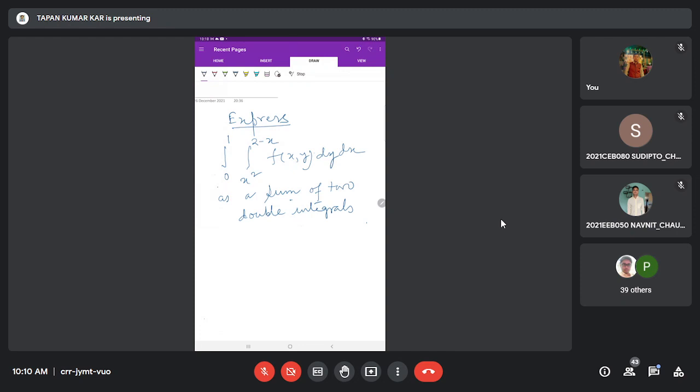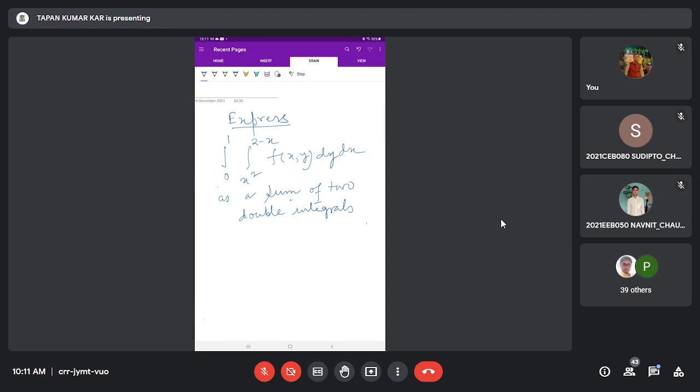Sum of two double integrals. Express this. So what you have to do first is draw the picture of the region of integration.